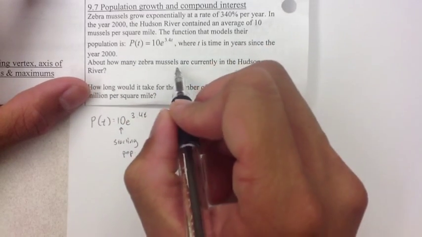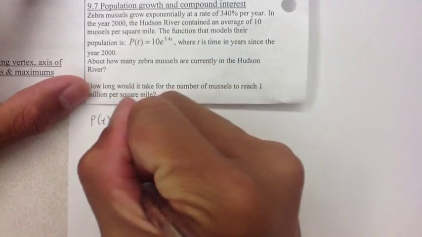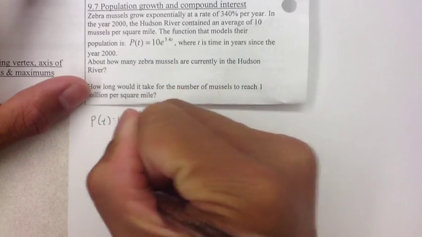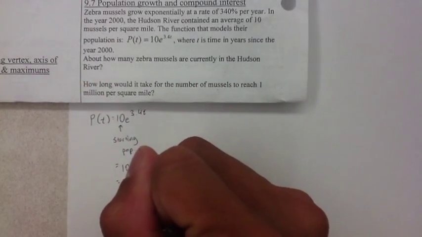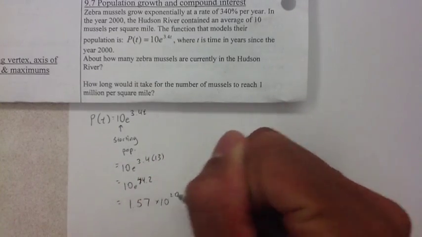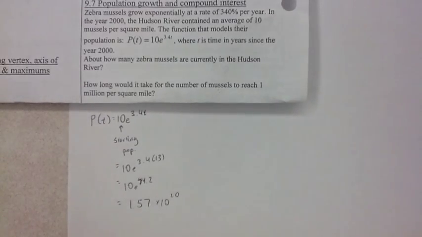So if it says how many zebra mussels are currently in the Hudson River, since t is the time since the year 2000, I'm just going to plug a 13 into there. And when I multiply all of that out, I get 1.57 times 10 to the 20th. So there are, well, a lot of mussels currently in the Hudson River.